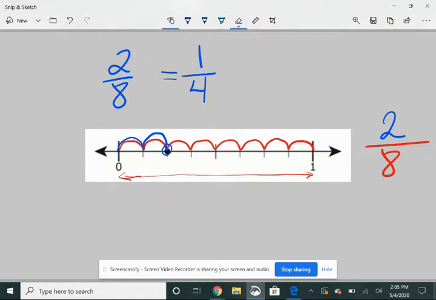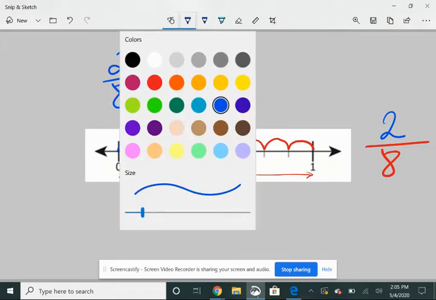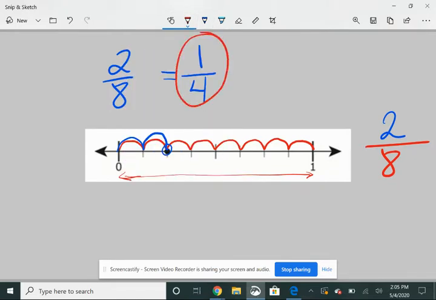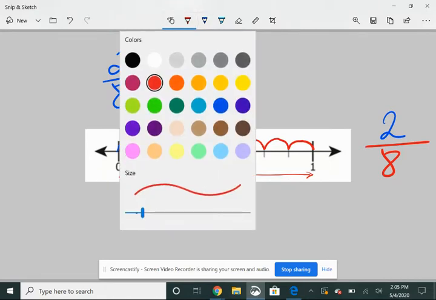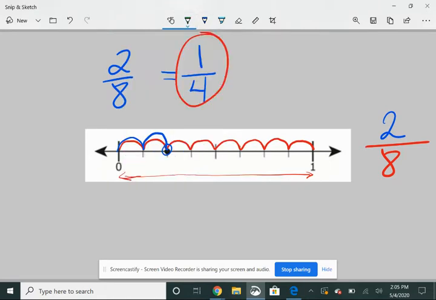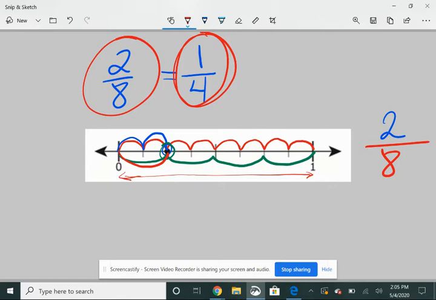So this fraction, 2/8, equals 1/4. And remember how I showed you guys with the other fraction? Let me show you real quick. If this whole was cut into 4, 1, 2, 3, 4, this dot is at the 1. And that's how I get that these two are equal. 2/8 equals 1/4, guys.